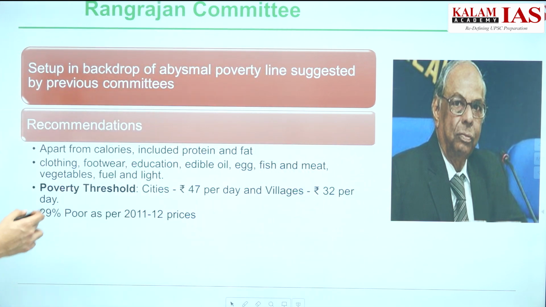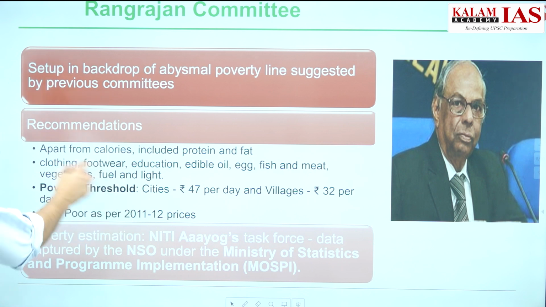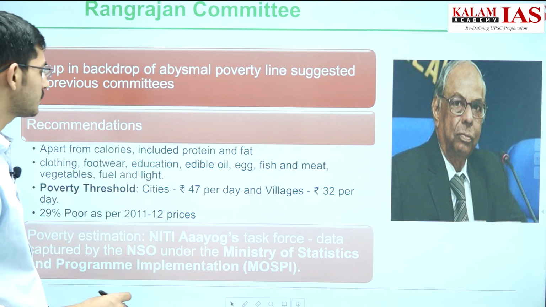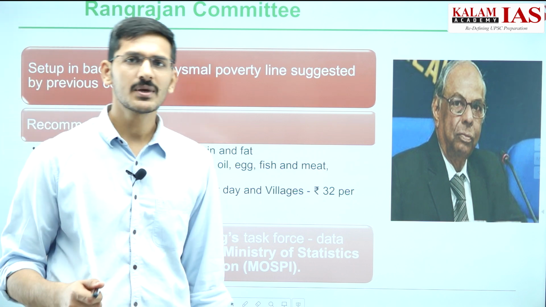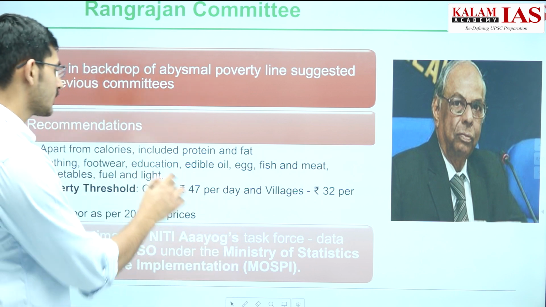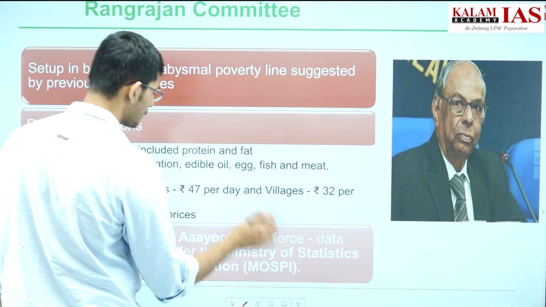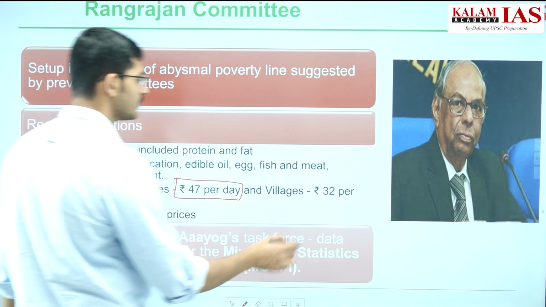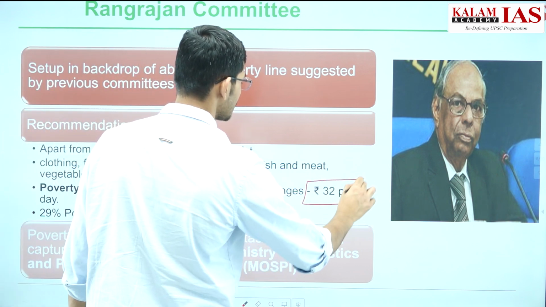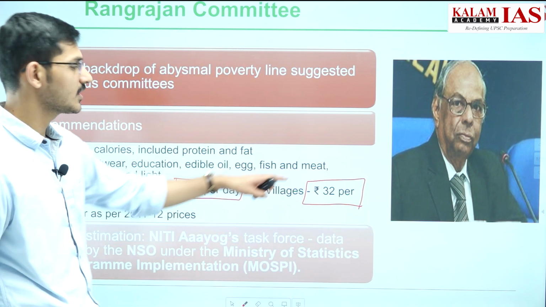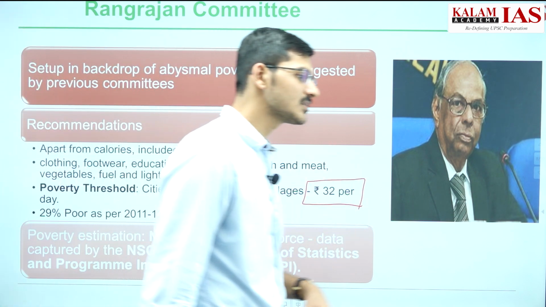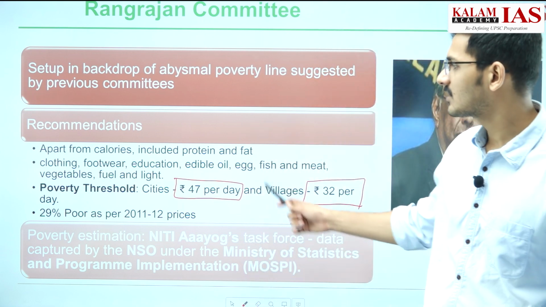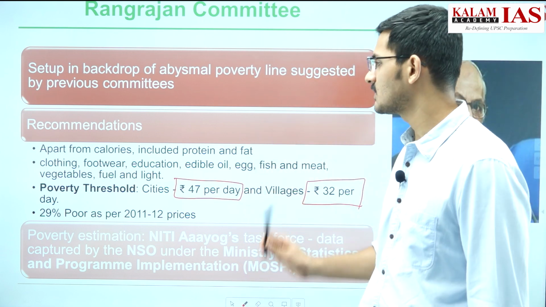So apart from calories, protein and fat were included, and clothing, footwear, education, edible oil, a lot of new things were included, and it changed the poverty threshold. The poverty threshold was increased for urban areas from 33 rupees to 47 rupees per person per day. In villages, it was increased to 32 rupees per person per day. It increased from 27 to 32, that is a 5 rupee increment, and here it increased from 33 to 47, that is a 14 rupee increment.